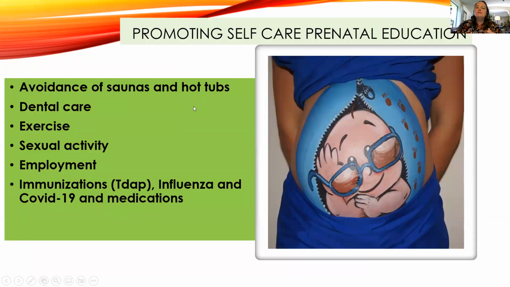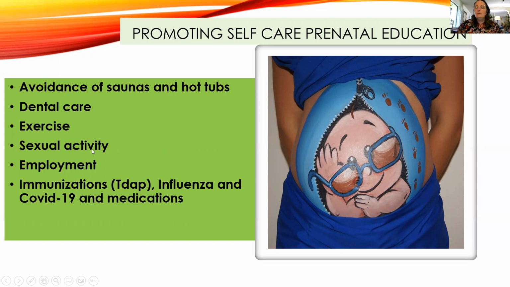So we want to promote self-care with good prenatal education, right? With these kinds of things that we want to cover with our patient. Dental care, very important to have good dental hygiene during pregnancy because we know some bacteria in the mouth is actually a potential trigger for preterm labor and preterm delivery. Exercise, if they were avidly exercising before pregnancy, they can continue that as long as there's no issue, but it's probably not the time to become a marathon runner.